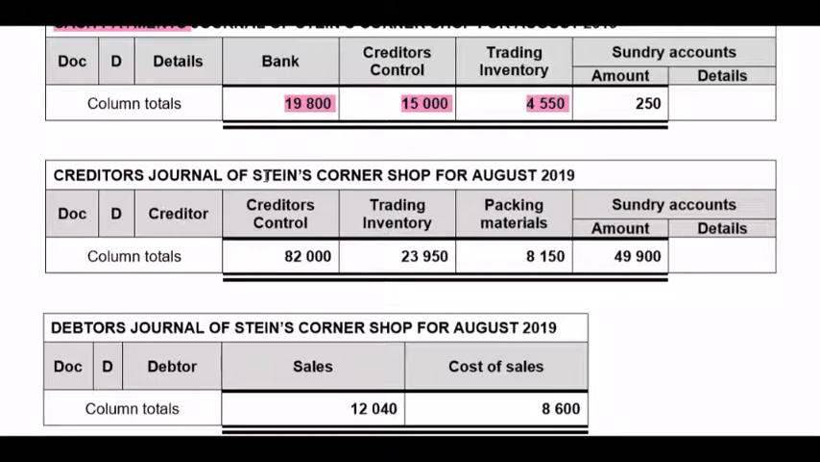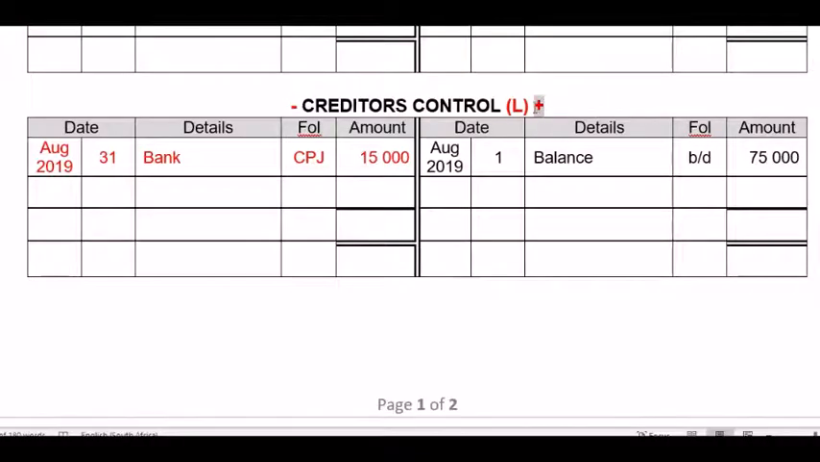Now remember what this journal represents: everything that we've bought but haven't paid for yet. So in this journal we are buying on account, and therefore the people that we owe money to, in other words our creditors, their balance just gets more and more. We owe them more and more money because we've bought trading inventory and packing materials and something else without paying immediately. So this 82,000 Rand will go to the side where creditors control increases. And if you look at your general ledger, creditors control increases on the credit side.